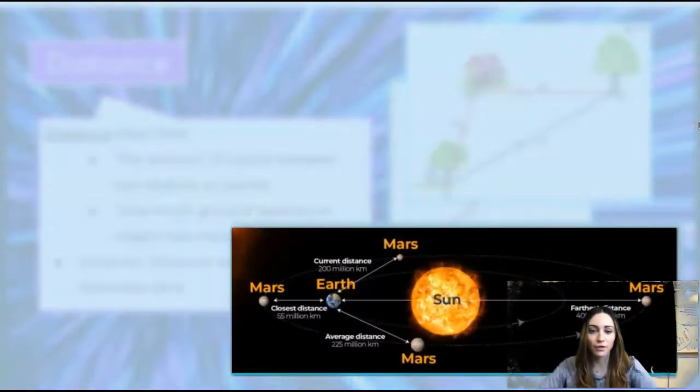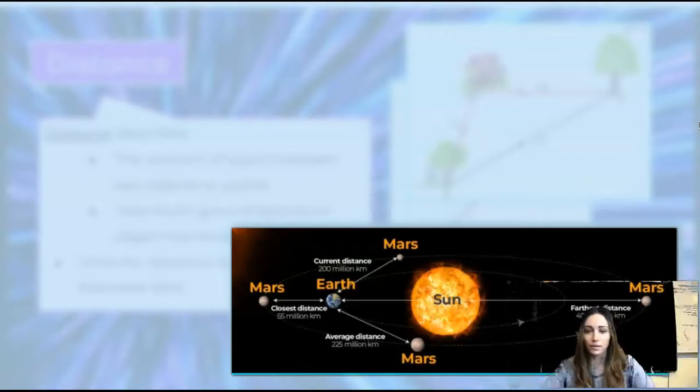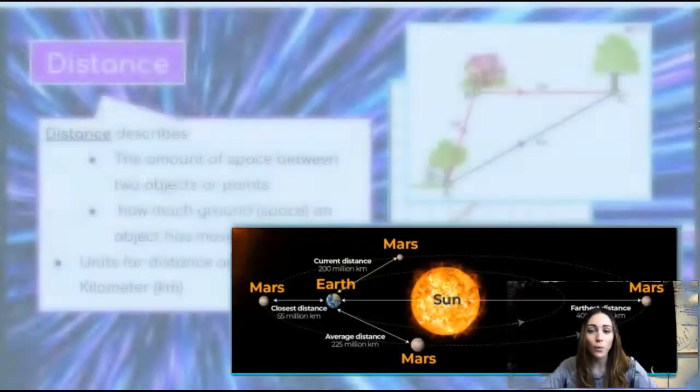Here we have a diagram representing the distance between our planet Earth and Mars. This is a distance that's constantly changing based on the rotation of Mars. But while these planets are at their very closest point, they are 55 million kilometers apart. At their furthest point in Mars's orbit, Mars is 400 million kilometers of distance away from Earth.